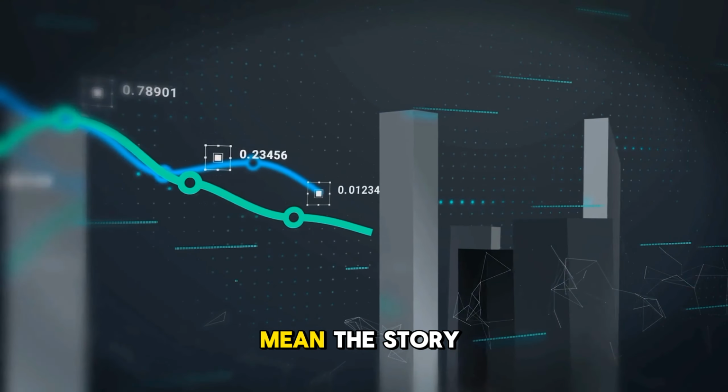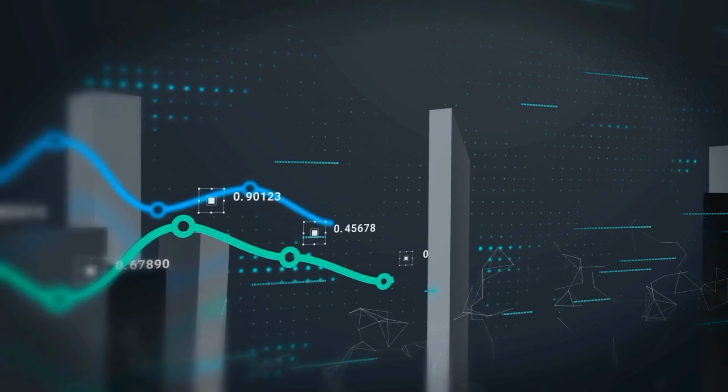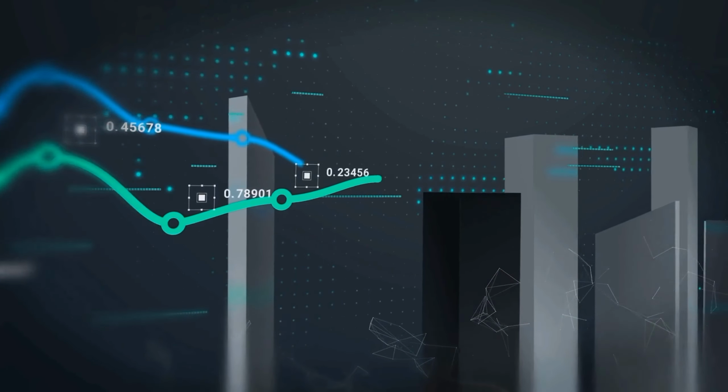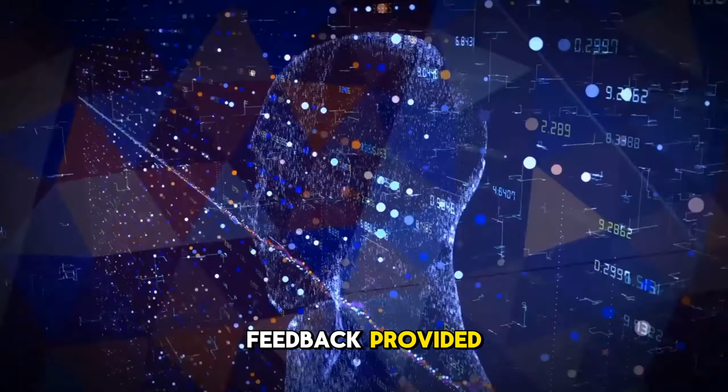But that doesn't mean the story ends there. AI functions through a feedback loop. The results are assessed when it generates predictions based on fresh data. Over time, the model becomes smarter and more accurate thanks to the feedback provided.